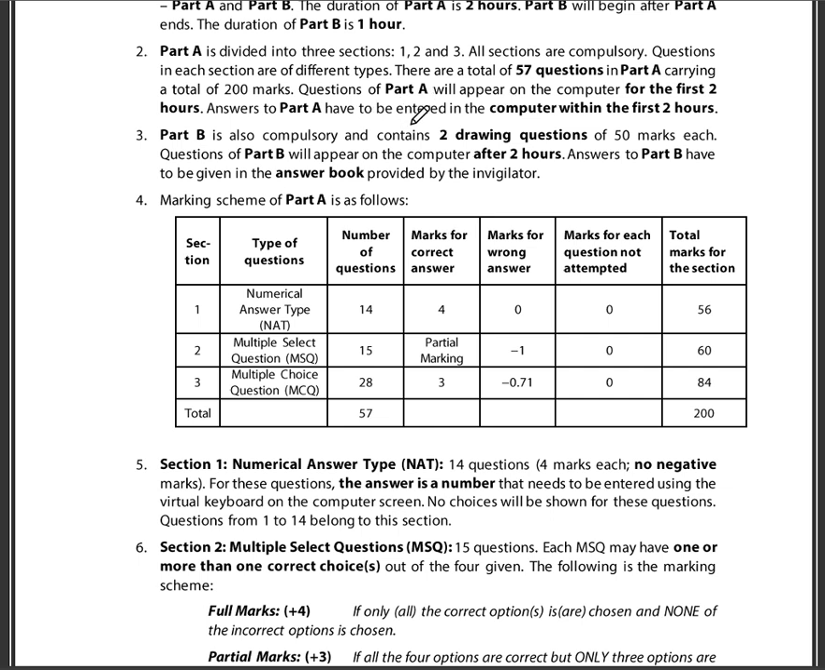And in part B, you will get two drawing questions of 50 marks each, so for two drawing questions it will be 100 marks. So the total marks of the entire question paper will be 300.